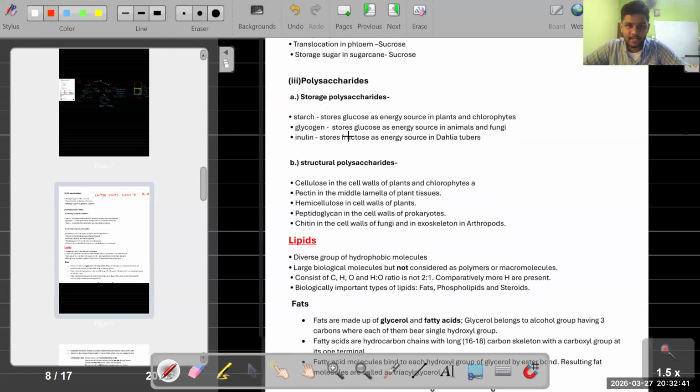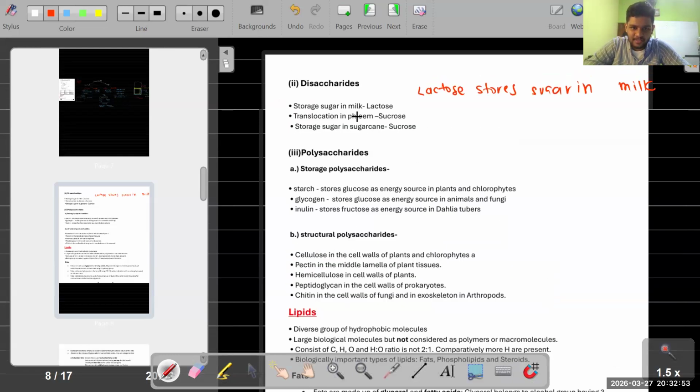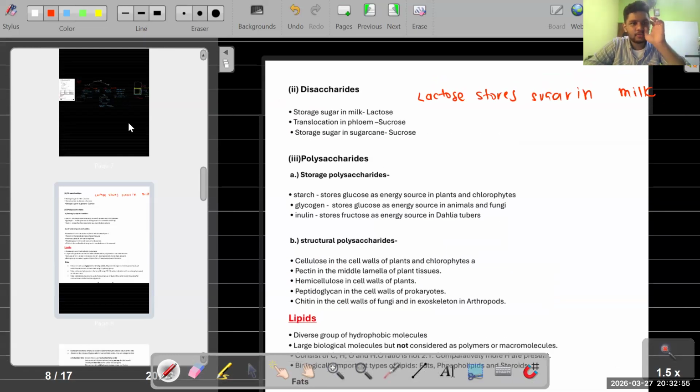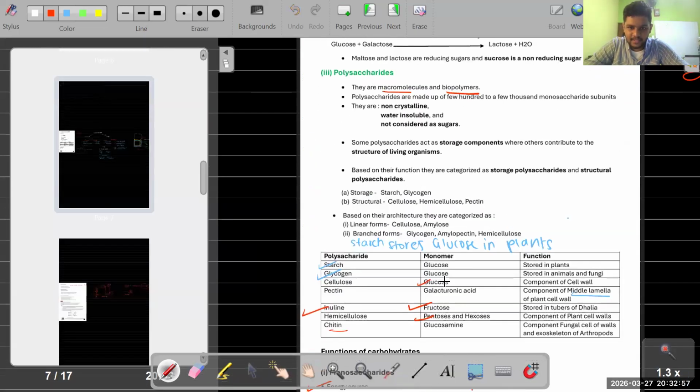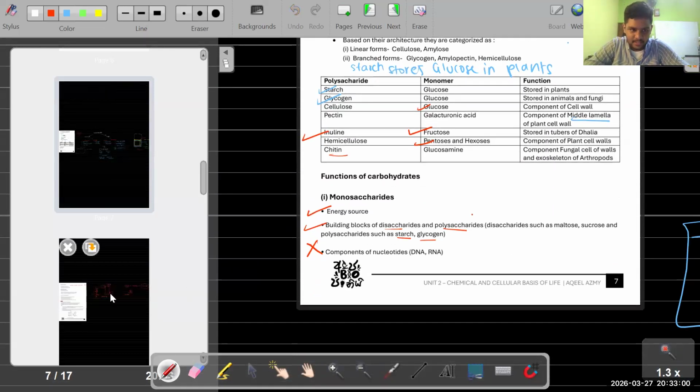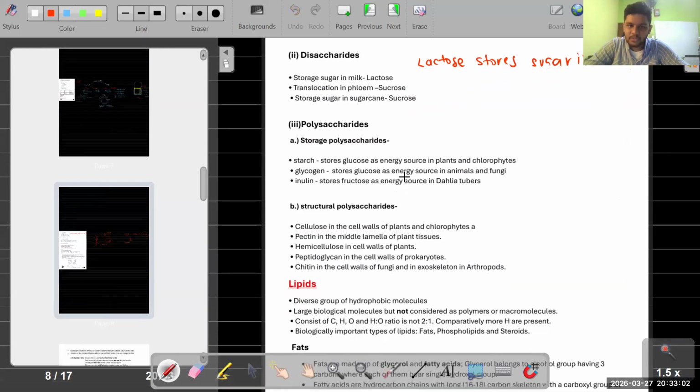Last function for polysaccharides. I said that polysaccharides are divided into two based on their function: storage and structural. Let's see the storage. See here, starch. Initially I said to write like this. That is useful. See here, they have written like that. This is the actual meaning.